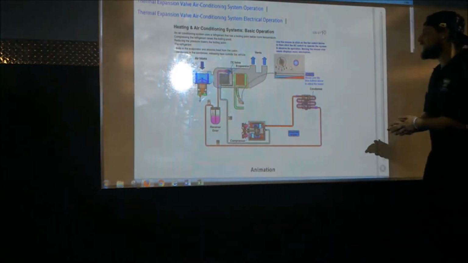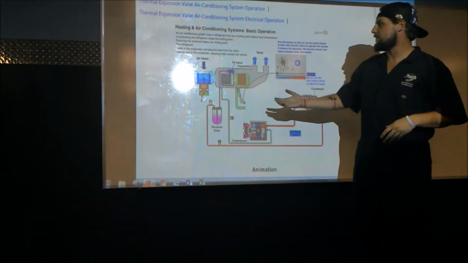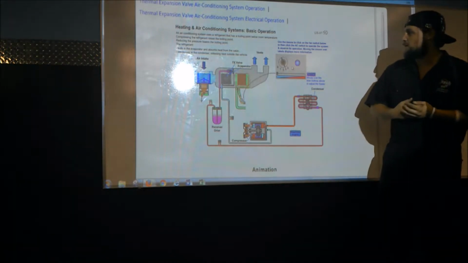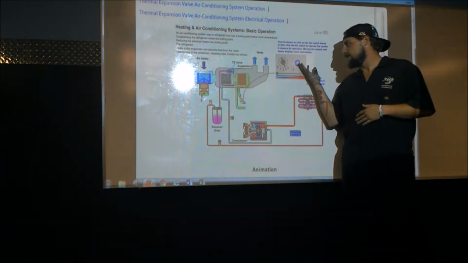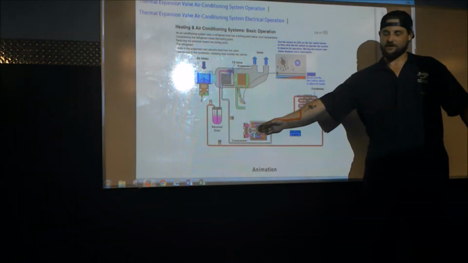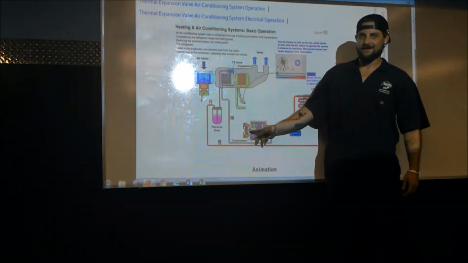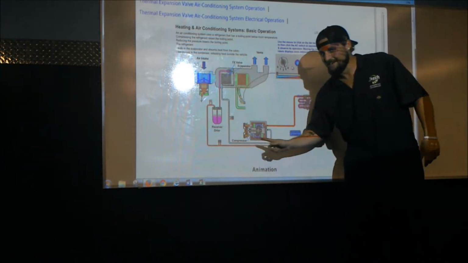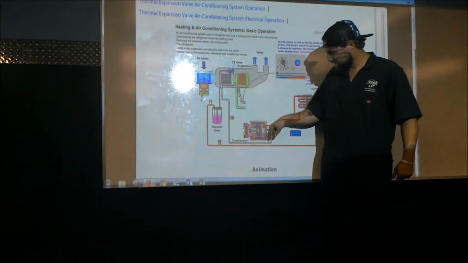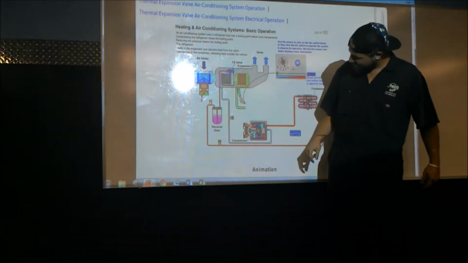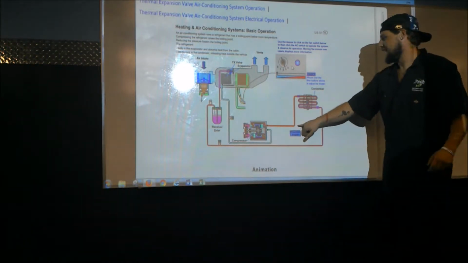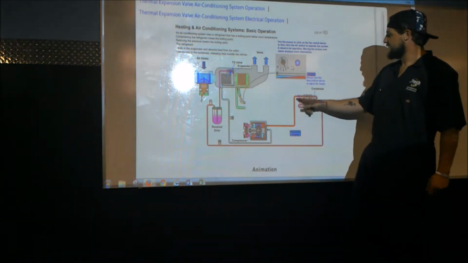What's up, guys? So this is a thermal expansion AC system. You turn your AC on, and it sends a signal via CAN bus to a relay, turning your compressor on, your electromagnetic clutch-driven compressor. It spins the clutch, spinning these pistons, sending high pressure liquid out of the compressor into the condenser.